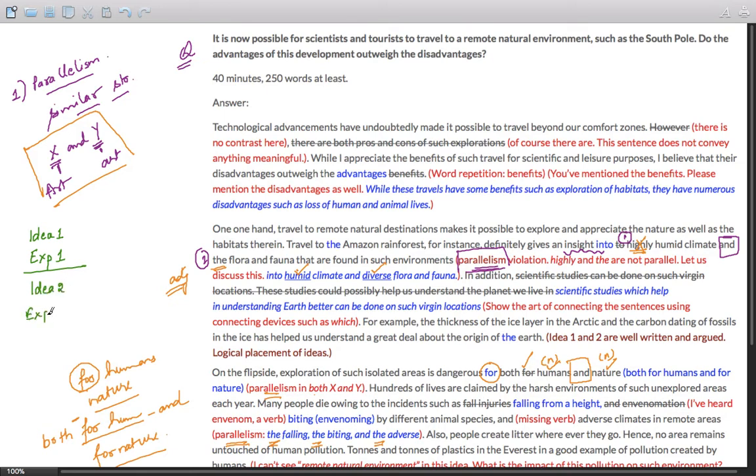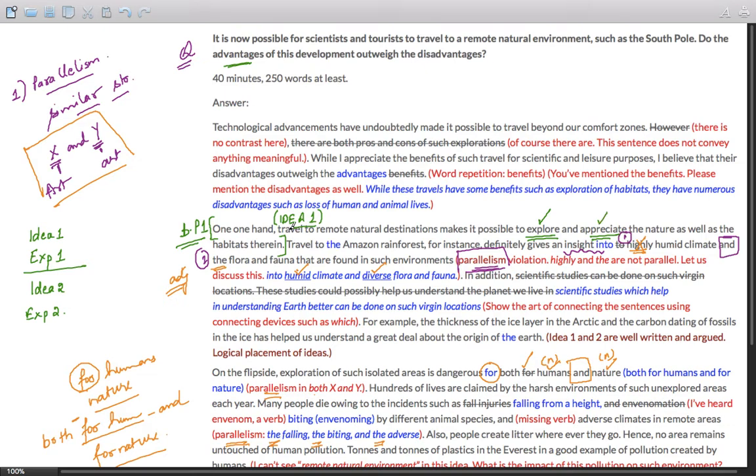So let us look at body paragraph 1, in which the student has discussed what are the benefits, what are the advantages of this development. Over here, the first sentence begins with the idea. This is an idea. Read carefully. Idea 1 is: travel to remote locations, destinations, makes it possible to explore and appreciate the nature as well as habitats therein. So the following sentence should explain what exactly you mean by exploration and appreciation.